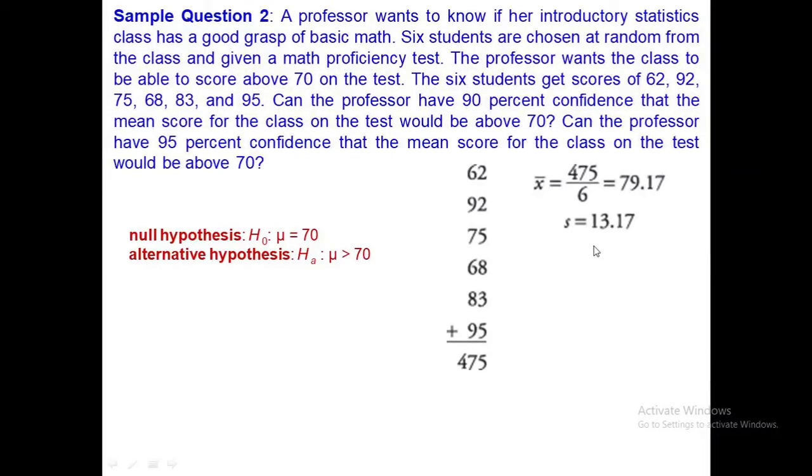13.17. Now we will calculate the T value, which will be equivalent to 79.17 minus 70 over 13.17 divided by square root of 6, and the value for this will be 1.71. To test the hypothesis, the computed T value of 1.71 will be compared to the critical value in the T table. But which do you expect to be larger and which do you expect to be smaller?